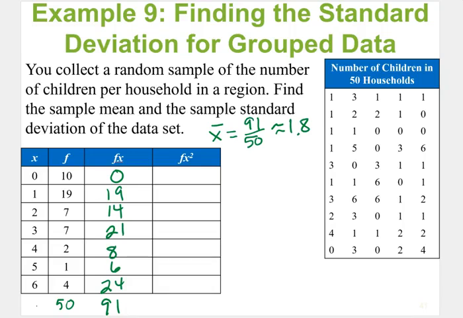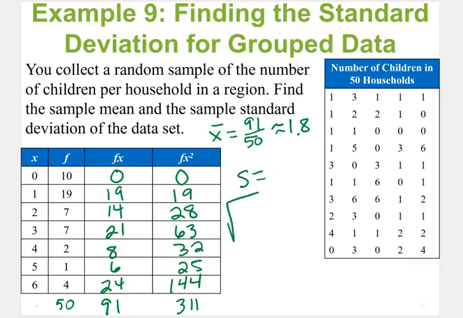All right, but if you want to find the standard deviation, you have to find the frequency times the x squareds. So that would be 0, right? 0 squared times 10 is 0. 1 squared times 19 is 19. 2 squared is 4. 4 times 7 is 28. 9 times 7 is 63. 4 squared is 16. 16 times 2 is 32. 5 squared is 25 times 1 is 25. And 6 squared is 36. And 36 times 4 is 144. I would add all those together. I would get 311.